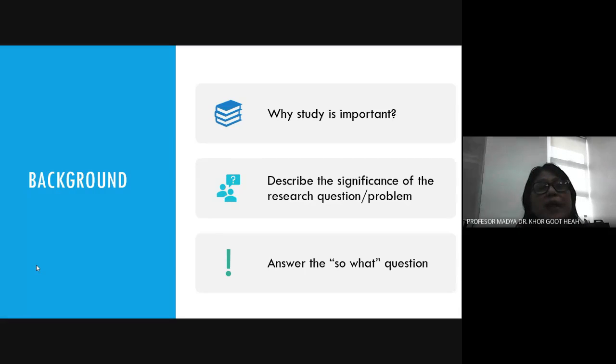The research question, by answering the so what question, is the research objective. So the research question actually has to answer the research objective that has been listed by the student himself. So make sure that the research objective can be achieved at the end of the research. So usually at the end of the background, the student will have to summarize the research outcome, which can be achieved at the end of the study.